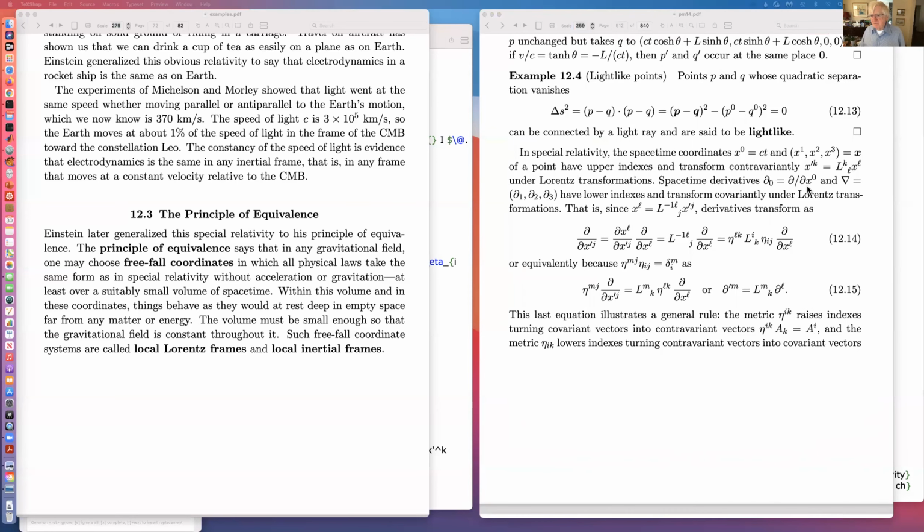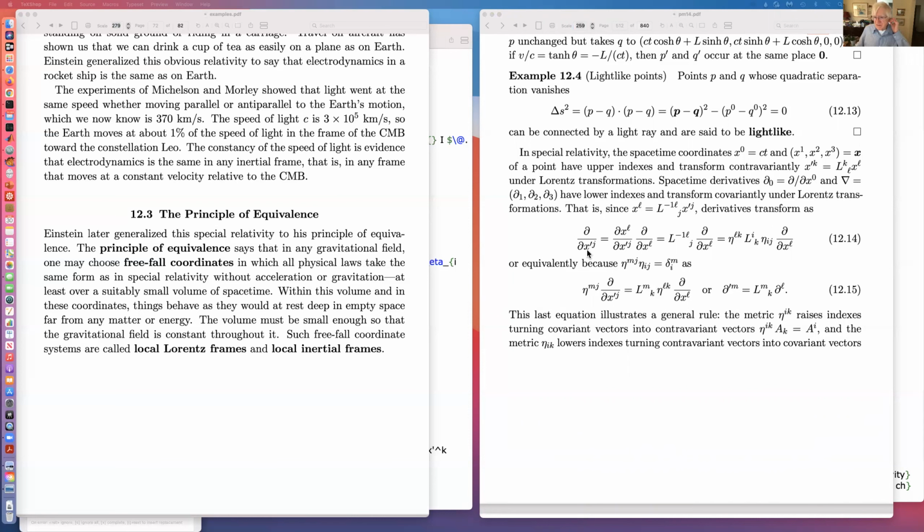On the other hand, the derivatives are a little bit more confusing. The derivatives I write, and most people write, with lower indexes or indices. The partial derivative in the X0 direction, or the time direction, is mathematically the derivative with respect to X up 0. These are said to have lower indices and to transform covariantly. If X prime is Lx, then X is L inverse X prime.